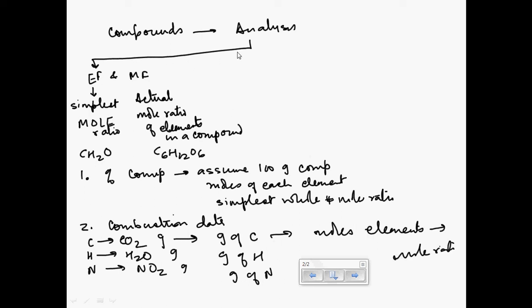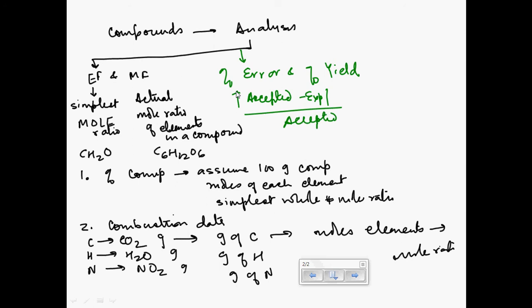Now the second part here under analysis that I want to talk about is percent error and percent yield. They are two totally different things. The only thing they have in common is percent. Percent error is how much error is there in your data, and percent error is the absolute value of accepted minus experimental over accepted times 100, while percent yield is the actual yield that you got in the lab over theoretical times 100. And the last thing that I want to cover here is the formula of a hydrate.